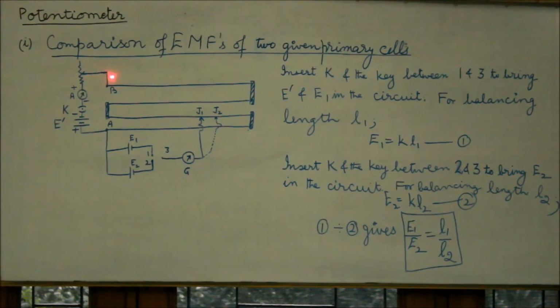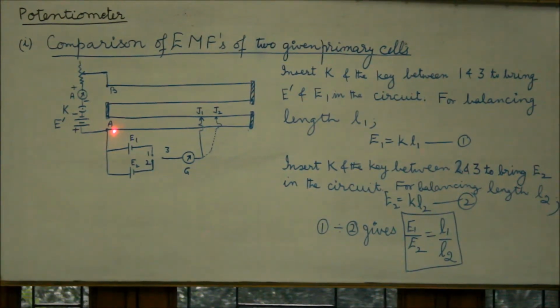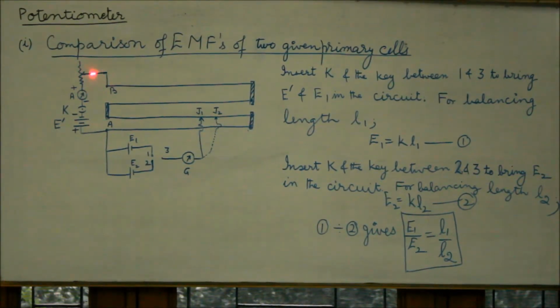For the purpose, we insert this key K and the key between 1 and 3, so that E1 is in the circuit. This is a sliding contact called the jockey. Keep the jockey at point A, that is the 0 centimeter end. Note the direction of deflection in the galvanometer. Keep it at B, again note the direction of deflection. The deflection should be in opposite directions. If it is not, adjust the value of resistance here, or you may have to replace this battery with one of higher EMF.